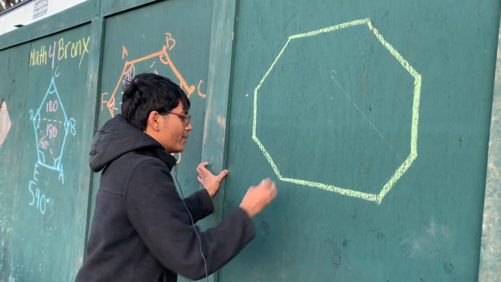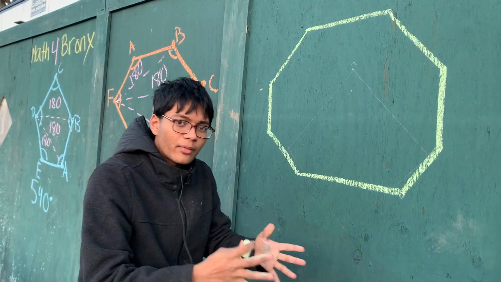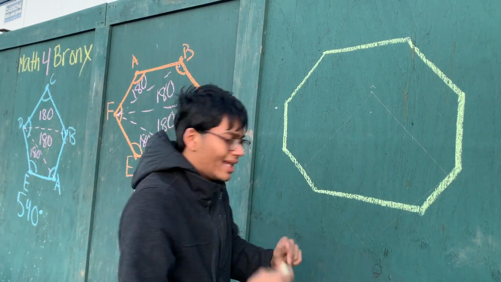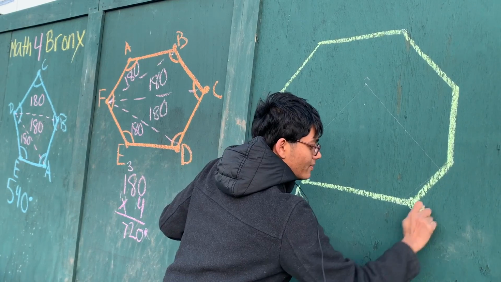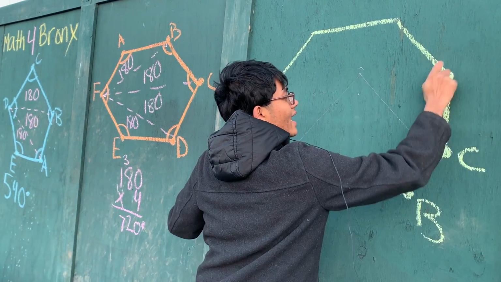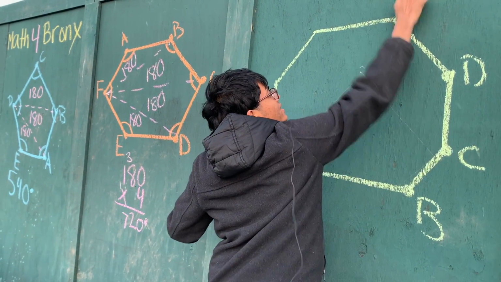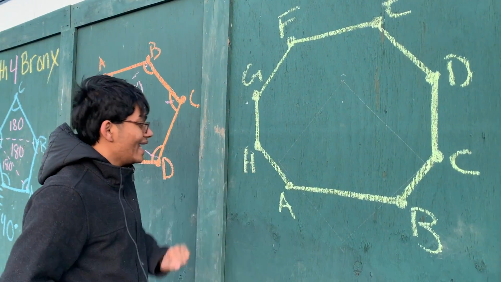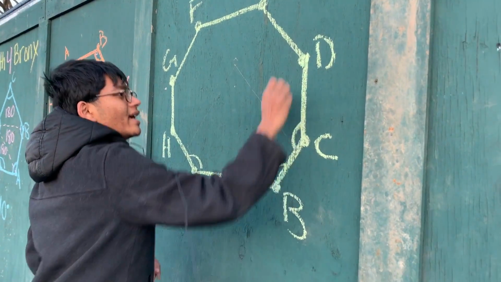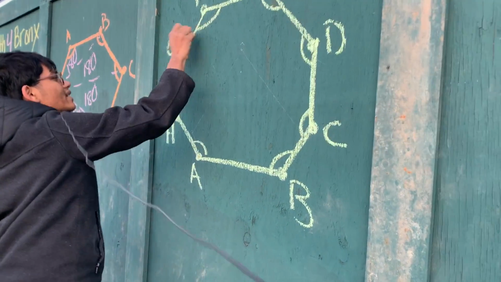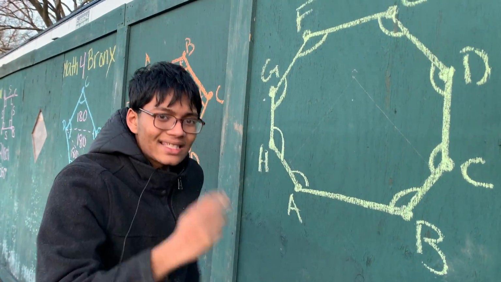Let's go ahead and count it up. Let's count up how many vertices there are. Remember, a vertex is formed by 2 line segments meeting together. Here's one vertex, let's call it A. Here's another vertex, let's call it B. Here's another one, let's call it C. Another one, let's call it D. Another one, let's call it E. Another one, let's call that H. How many angles do we have here? We have 1 angle, 2 angles, 3 angles, 4 angles, 5 angles, 6 angles, 7 angles, 8 angles as expected.